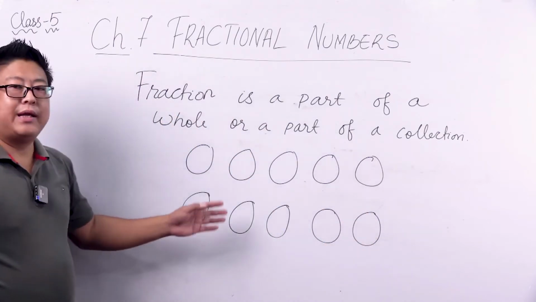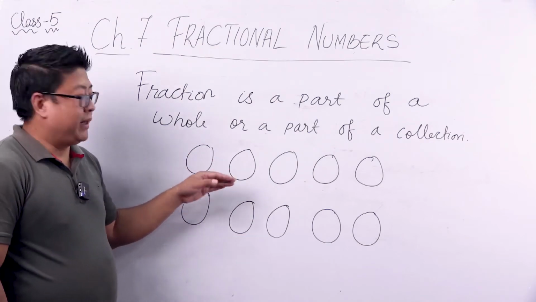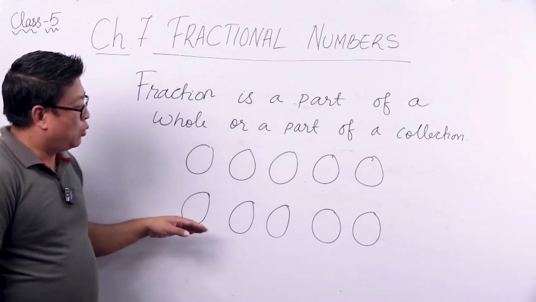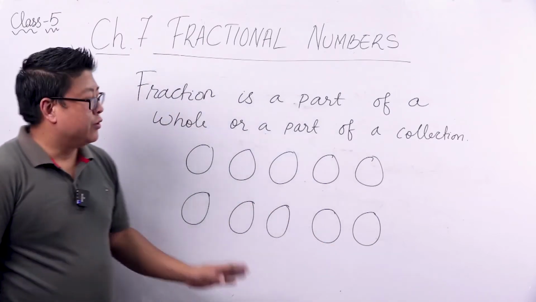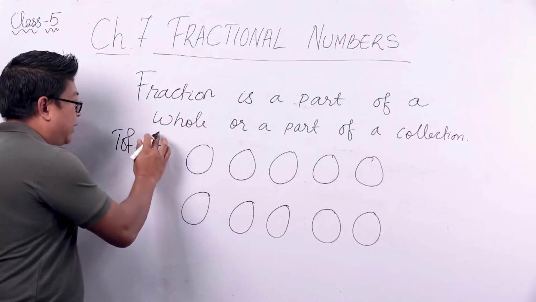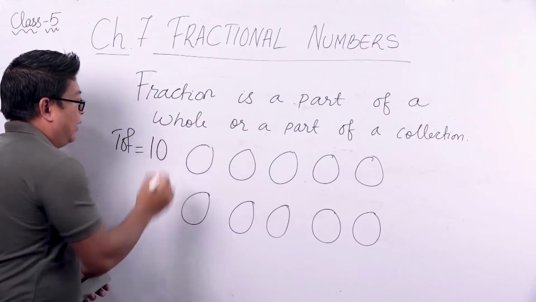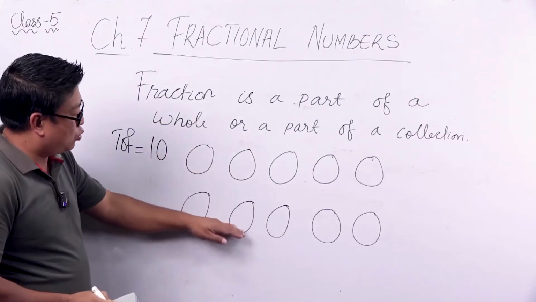I'm going to draw 10 balls here, and we are going to arrange them in this manner. 5 balls in one row, 5 balls in the other row. Okay, so there are 10 balls altogether, and we have 2 rows.